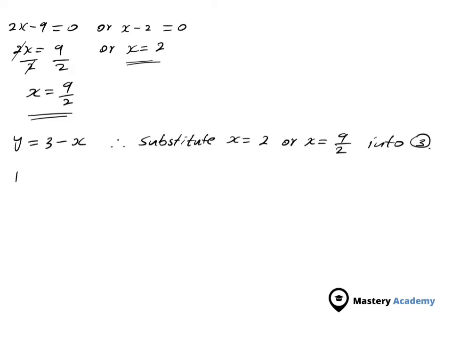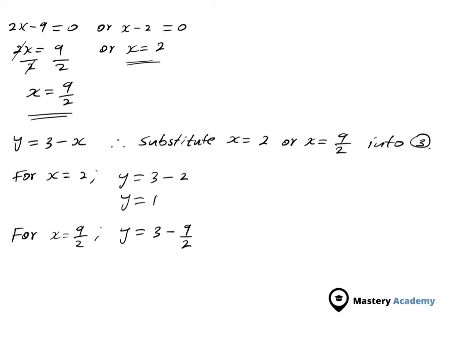So y for x is equal to 2. You have y is equal to 3 minus 2. Y is equal to 1. And then for x is equal to 9 over 2, you have y is equal to 3 minus 9 over 2. Now you can use a calculator straight away to get the answer for this, or you can do it manually, whichever you prefer. 3 minus 9 over 2 gives you negative 3 over 2.